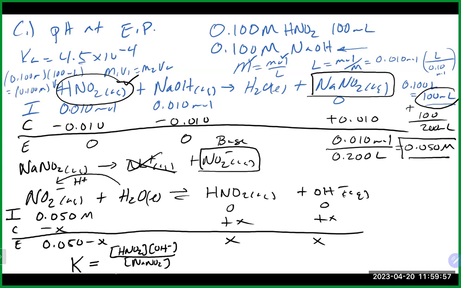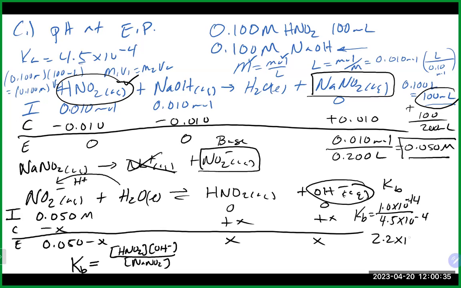By the way, what type of K is this? It is a KB because there's hydroxide. So that also means that we need to convert our Ka into our KB to have the right value there. So our KB in this case would be the KW, 10 to the minus 14, divided by our Ka, which was 4.5 times 10 to the minus 4. And if we do that, it's going to give us like 2.2 times 10 to the minus 11.